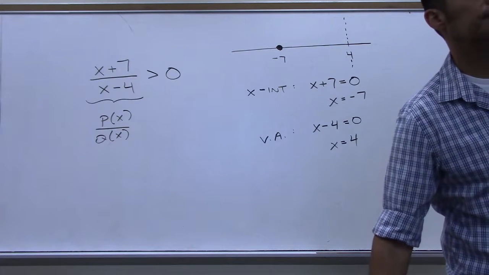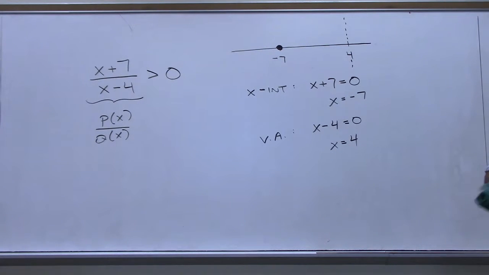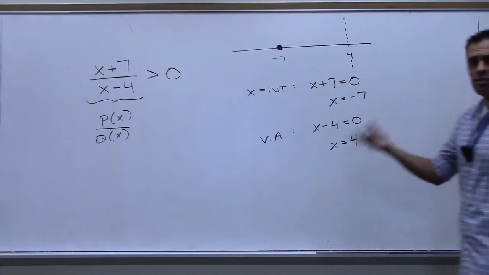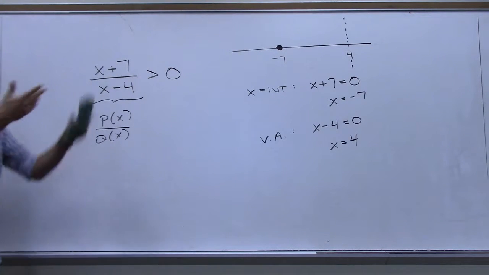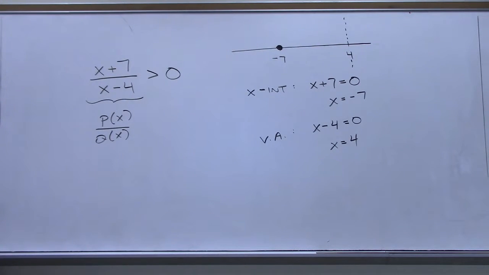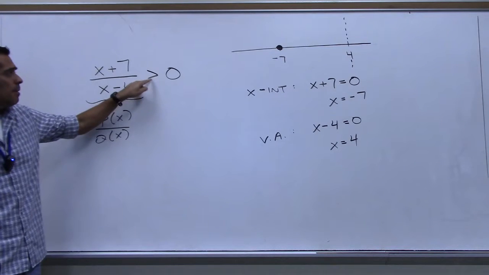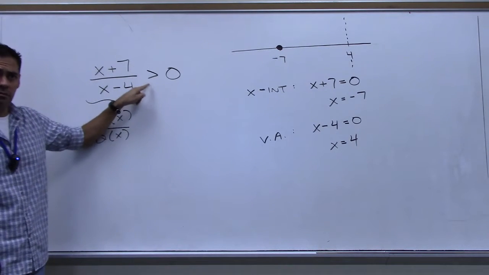Step 4. Pick random points within each interval and test it with the original inequality to determine the solution set. So you remember with rational functions we did test points? Same sort of thing, we're going to do test points, but just on this. We're not going to try and draw the whole picture. We just want to know where it's above the x-axis, right? That's all we want to know. Where is it above?